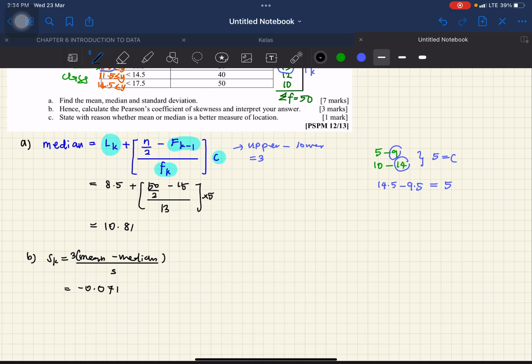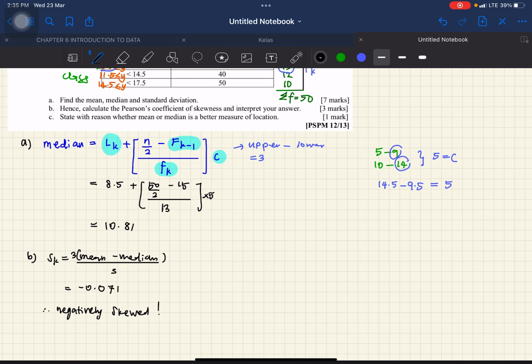So soalan minta kita interpret. So ada dua je cara untuk awak interpret. So bukan dua je cara, I mean dua je jawapan. So kalaulah nilai itu negatif, obviously this is a negative value. So interpretation that we can do from here is it is a negatively skewed distribution. Okay, so another one, if let's say you got positive, so your interpretation is that your distribution is a positively skewed distribution. That's all. So from here, it's negatively skewed. Settle.